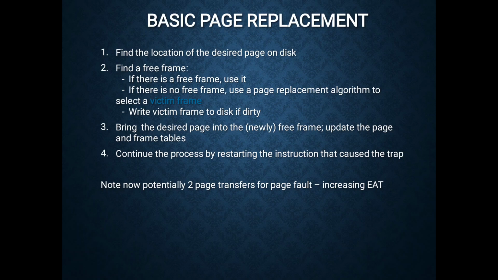The basic page replacement steps: find the location of the desired page on disk. Find a free frame; if there is a free frame, use it. If there is no free frame, use a page replacement algorithm to select a victim frame. Bring the desired page into the free frame and update the page and frame tables. Continue the process by restarting the instruction that caused the trap.